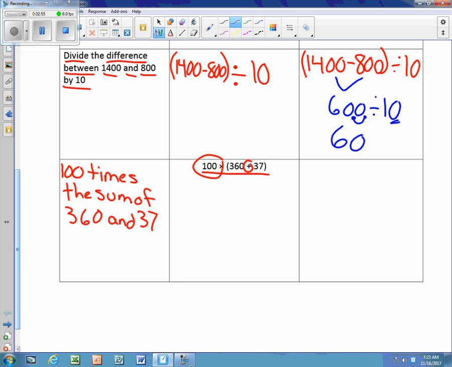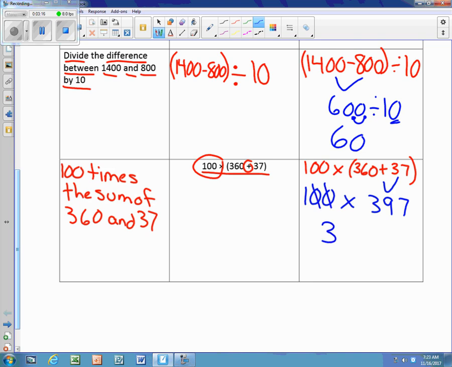So we come over here, we're going to rewrite it so that we can simplify it. First thing we do is what's in parentheses, and we see that that is 397. We have 100 times. When we multiply, we jump the 0 two spots to the right, or we ignore the zeros and multiply, and then we put the zeros back in.